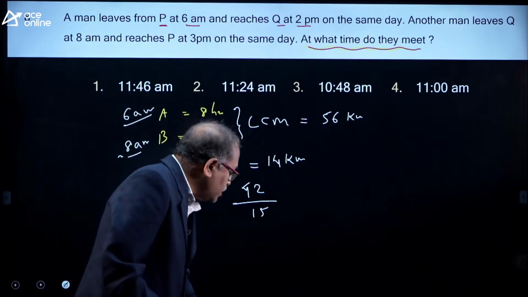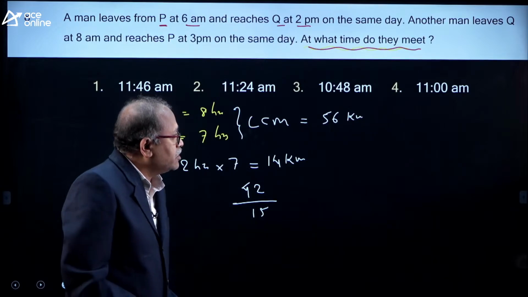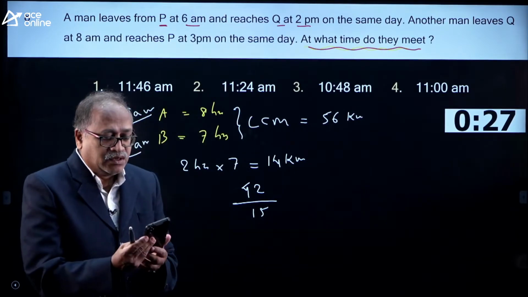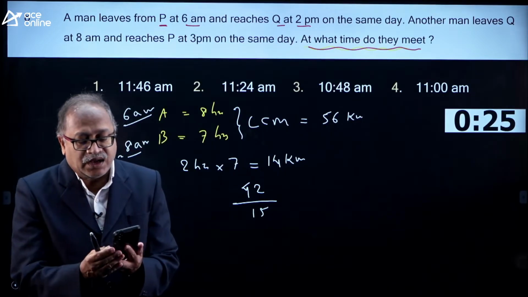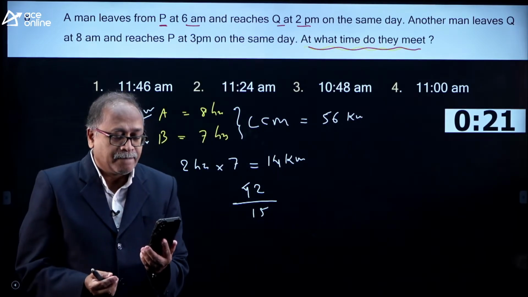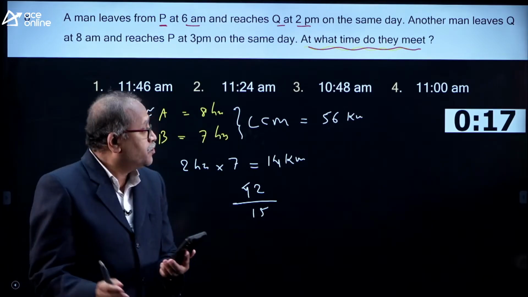Now, here I will wait and give another 30 seconds, because I understand that some of you after this clue will definitely answer the question. Come on. This 30 seconds is purely for you.